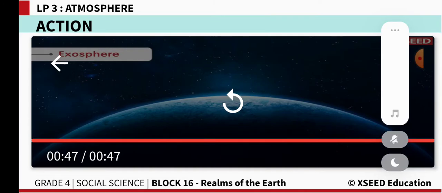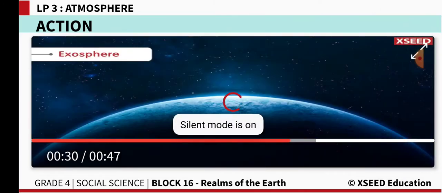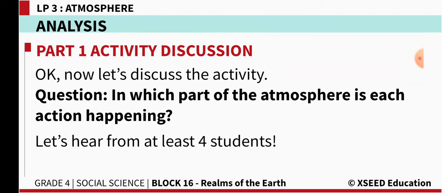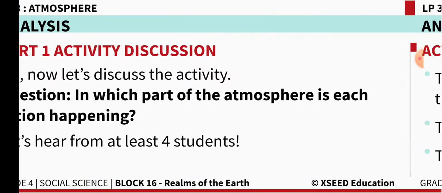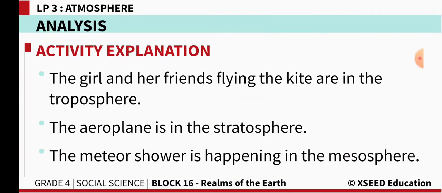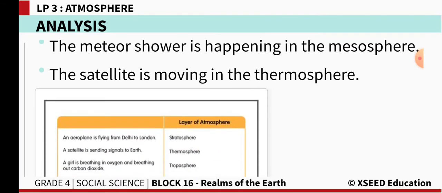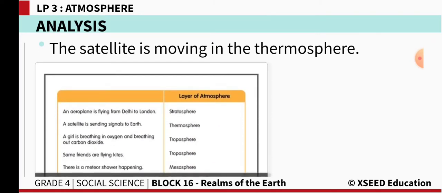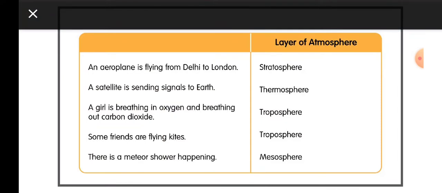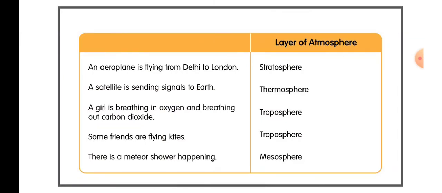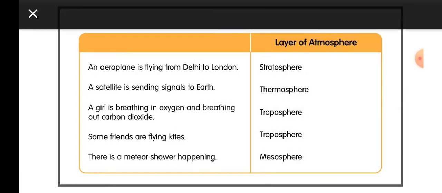Let's move on. In which part of the atmosphere is each action happening? The girl and her friends flying the kite are in the troposphere. The aeroplane is in the stratosphere. The meteor shower is happening in the mesosphere. The satellite is moving in the thermosphere. Okay. So this picture you are going to draw in your classwork or A4 sheet.